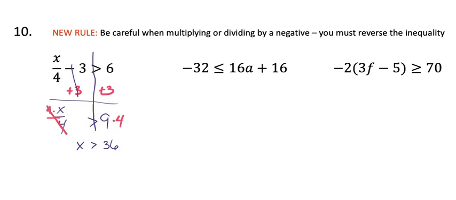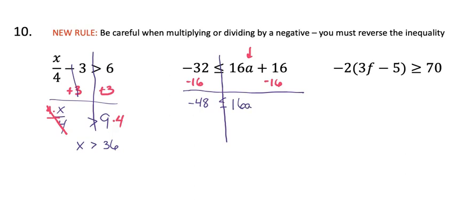Okay, we're going to take a look at my next one here. Here I'm going to go ahead and set it up. This is a two-step. We still undo constants first. Remember, I'm solving for a, so I'm only going to move what's on the same side as a. I'm going to undo addition with subtraction. Negative 32, subtract 16, same signs, add and keep. This is negative 48, less than or equal to. I'm going to bring down the 16a. And 16 and negative 16, well, that's 0, so I'm going to cross it off.